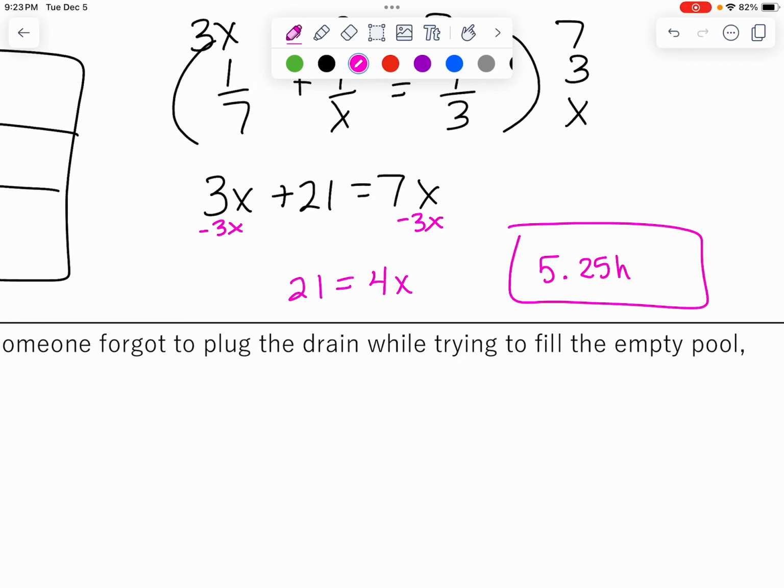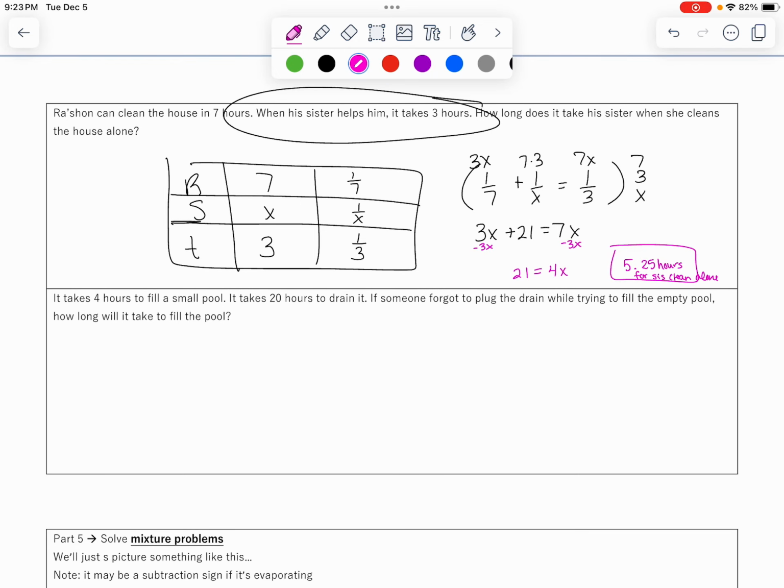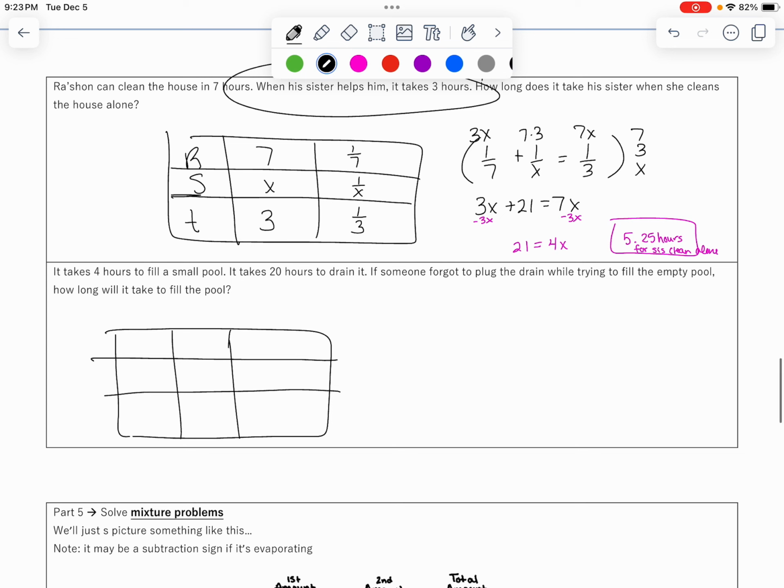5.25 hours for the sister to clean alone. Now, you might say, we don't have to do the next one, I got it. We have to do the next one. I'm sorry, but you have to. Okay, this one's hard. If you can get this on your own, then I guess we didn't need to do it.